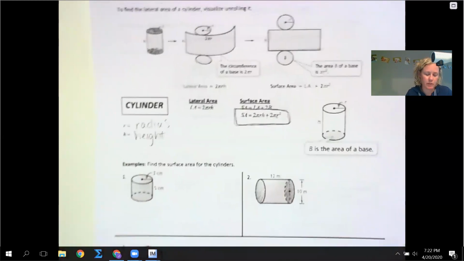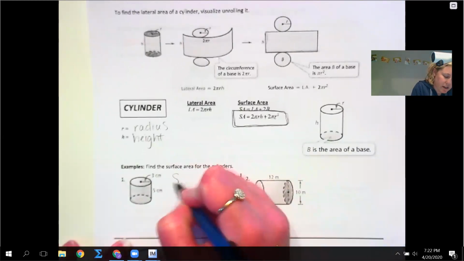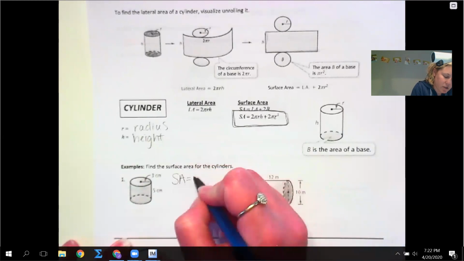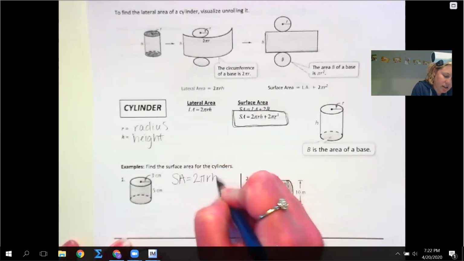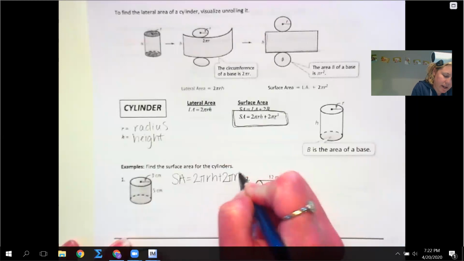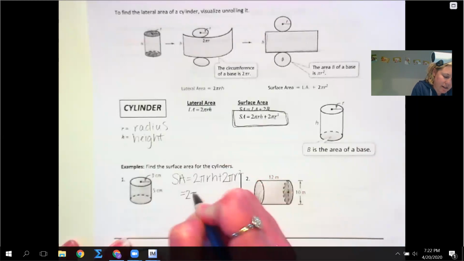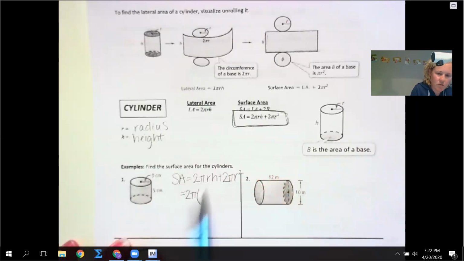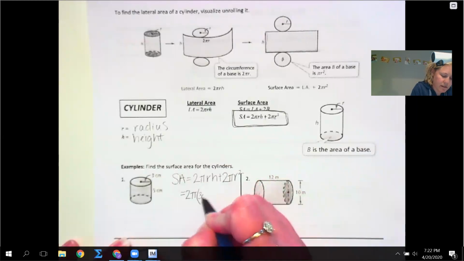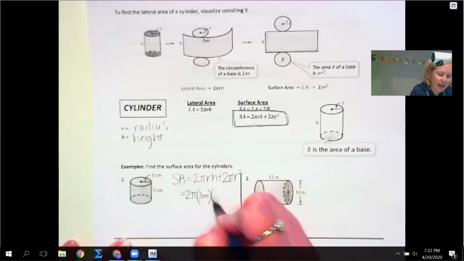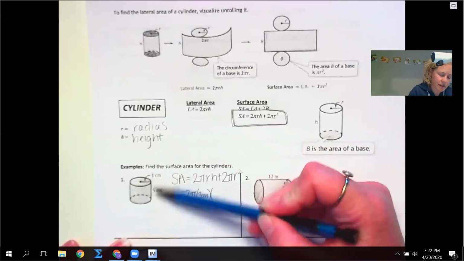Let's try 2 examples. So surface area equals 2 pi r h plus 2 pi r squared. Let's fill in our information. So what is the radius of the cylinder? The radius goes from center to edge. The radius is 3 centimeters. Okay, what's the height of the cylinder? 5 centimeters.